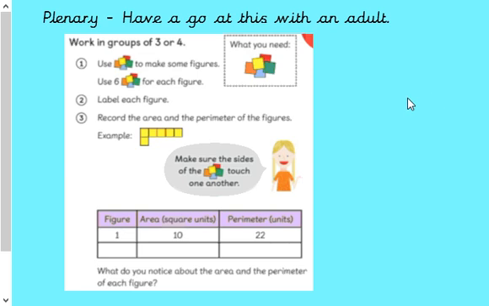And finally, for our plenary today, you might want to have a go at this with an adult. And what I want you to do is to have a go at drawing and completing the task in front of you. And what it means you're being asked to do is have a go at different shapes and trying to work out area and perimeter and the differences between.